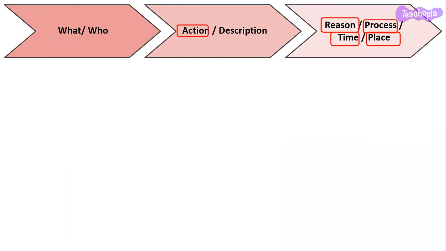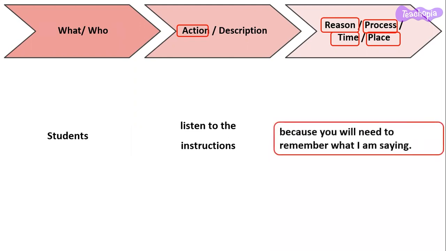Let's see how this works for instructions. When we are telling the instructions to the students, in the first block, who are we talking to? We're talking to the students. What is the instruction or the action that we want them to do? We want them to listen to the instructions. So, students, listen to the instructions. What is the reason? Because you will need to remember what I am saying. So my instruction now is, students, listen to the instructions because you will need to remember what I am saying.